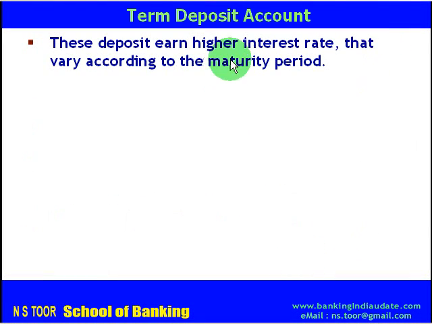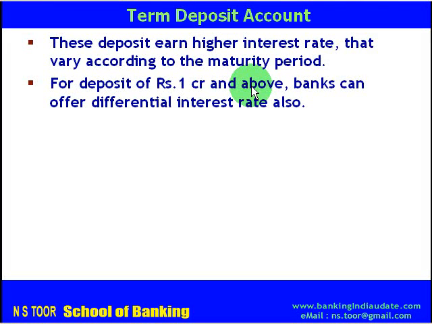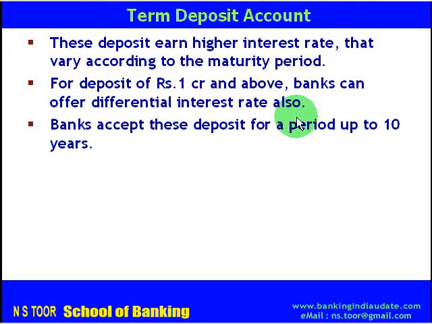Now term deposits earn higher interest rate and that varies according to maturity period. So rate of interest here is fixed according to maturity period. Generally for shorter maturity period, interest rates are lower, and for longer maturity period the interest rates are high. If amount of deposit, single deposit, is rupees 1 crore and above, then in that case banks can give differential interest rates also. As regards the maturity period of term deposits, these deposits can be up to a period of 10 years.